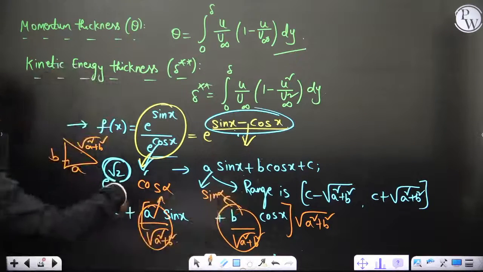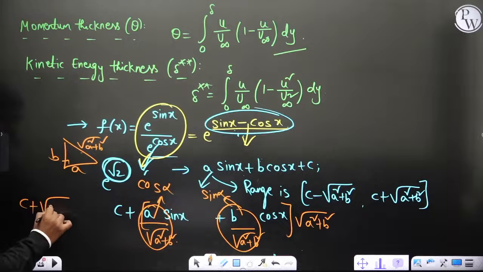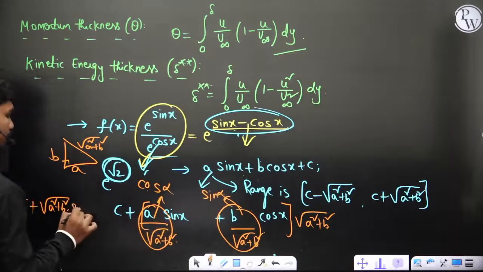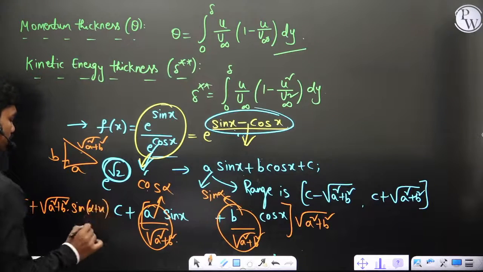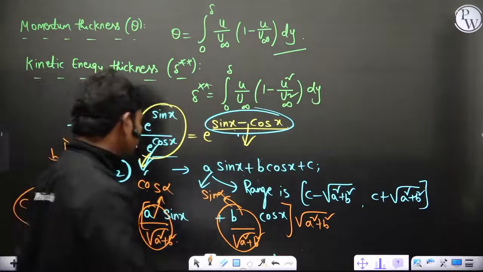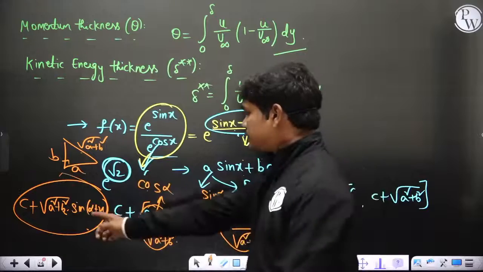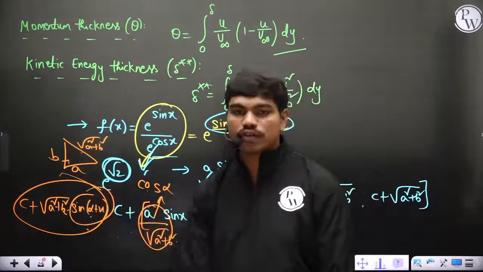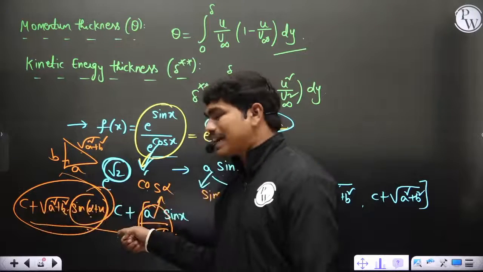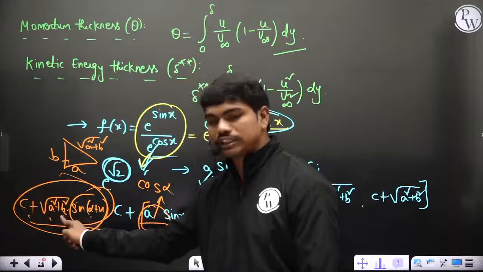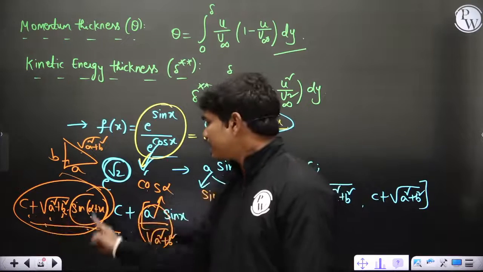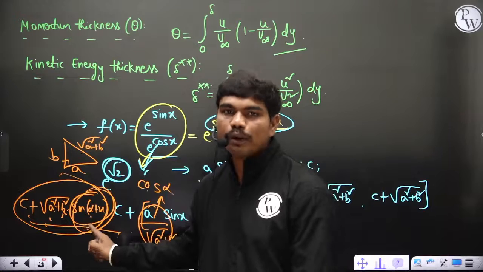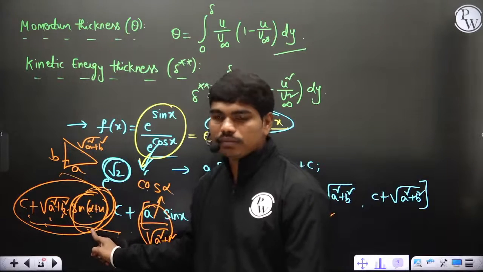So the total expression gets converted to c plus root of a square plus b square times (cos alpha sin x plus sin alpha cos x). This is something like sin of alpha plus x. Now this is the same function as this. Whatever you keep in place of x, this value cannot go beyond 1. Yes or no? For this function to be maximum, c is constant, a and b are constants, so clearly the sin has to be maximum. Whatever you keep in place of alpha and x, sin cannot go beyond 1. So the maximum value comes when sin is 1.